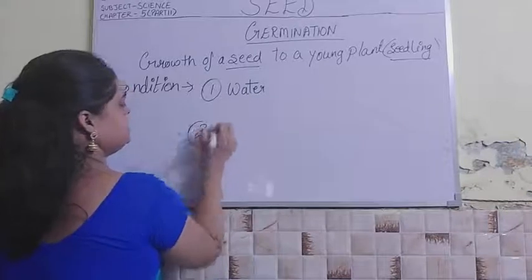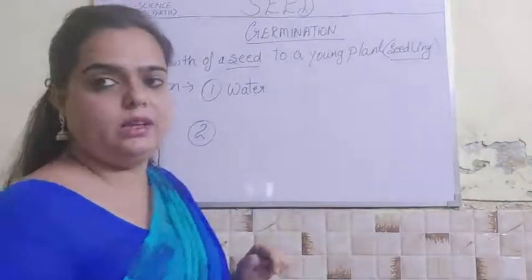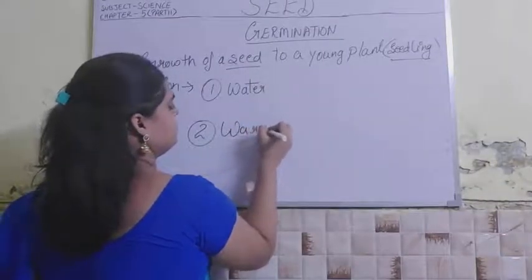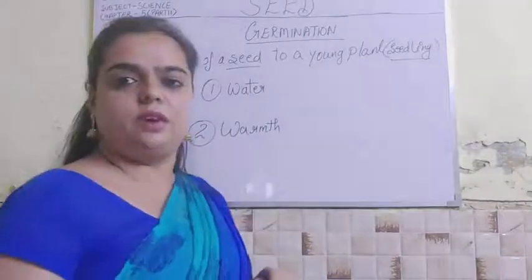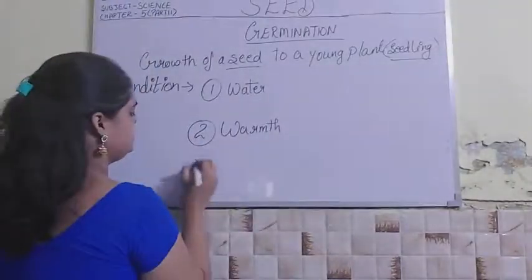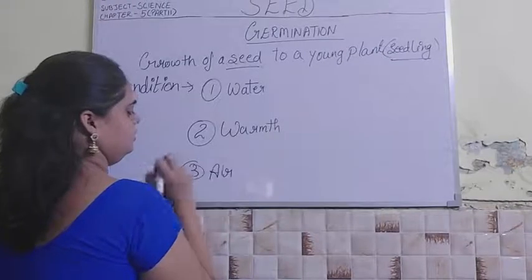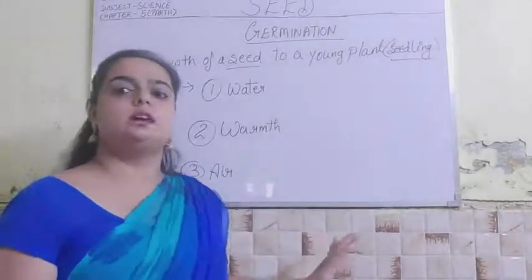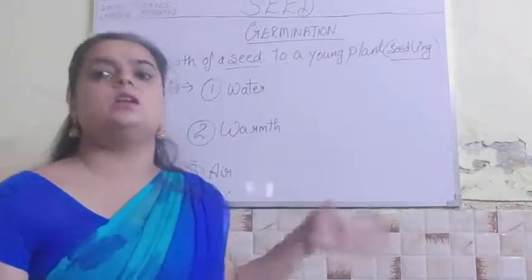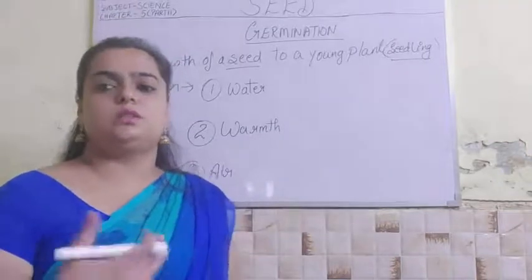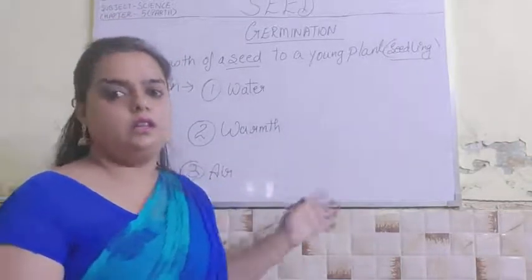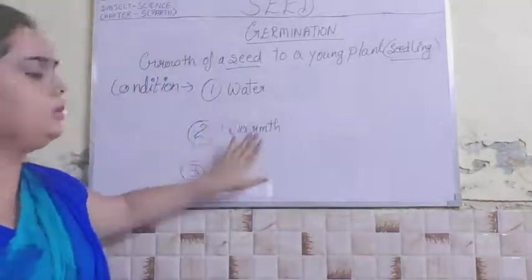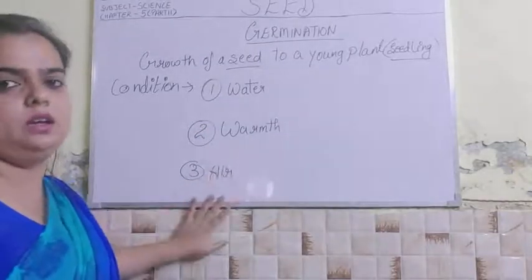The second thing which is required is warmth, and the third thing required is air. Okay? These are the three conditions which are required for a seed that needs to germinate: water, warmth, and air.